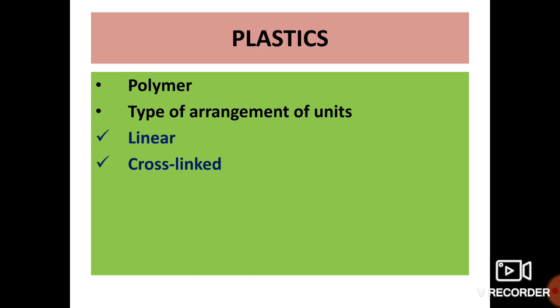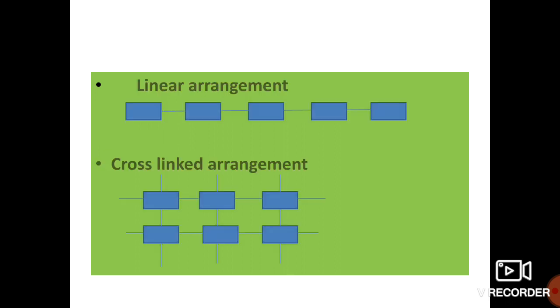Next is plastics. Plastic is a polymer. All plastics do not have the same type of arrangement of units. In some, it is linear and in some others, it is cross-linked. That is the type of arrangement of units in plastics, of two types, linear and cross-linked. Here you can see the first one is linear arrangement of units in plastics and the second one is cross-linked arrangement of units in plastics.